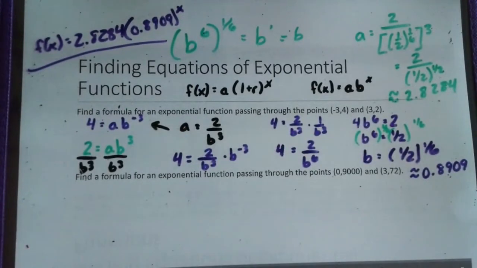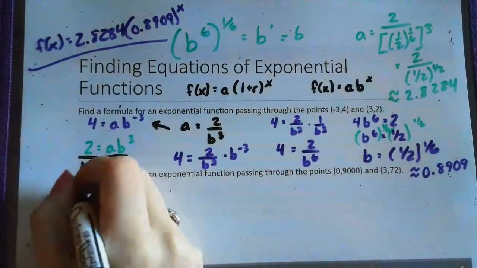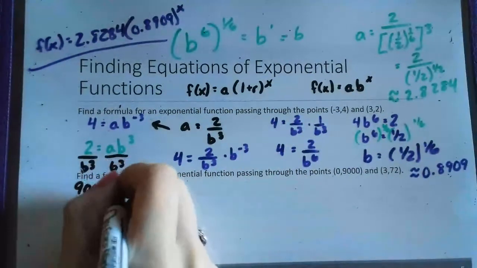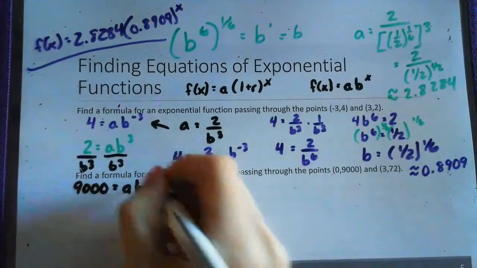Let's try the second one. I have some sort of feeling in my brain that the second one isn't going to be as bad. We want to find a formula for the exponential function passing through the points (0, 9,000) and (3, 72). So let's set up our equations. If I'm plugging into f of x equals ab to the x, then I will have 9,000 equals ab to the 0 power.